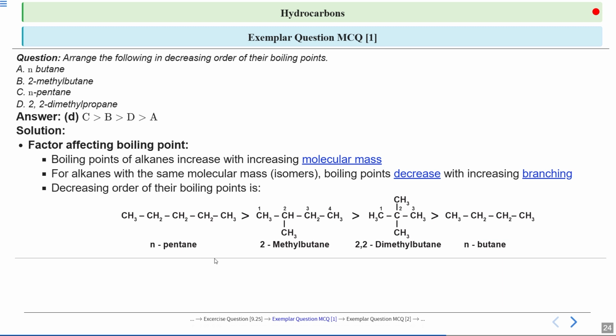So what you can say about this whole series, the carbon atom count is the same except for butane, and the hydrogen atom count is also the same. So basically, with the decrease in branching, the boiling point is increasing from 2,2-dimethylpropane to 2-methylbutane and finally to n-pentane. But n-butane, which has the smallest molecular mass, is last, despite having less branching compared to 2,2-dimethylpropane, due to the higher molecular mass of 2,2-dimethylpropane.